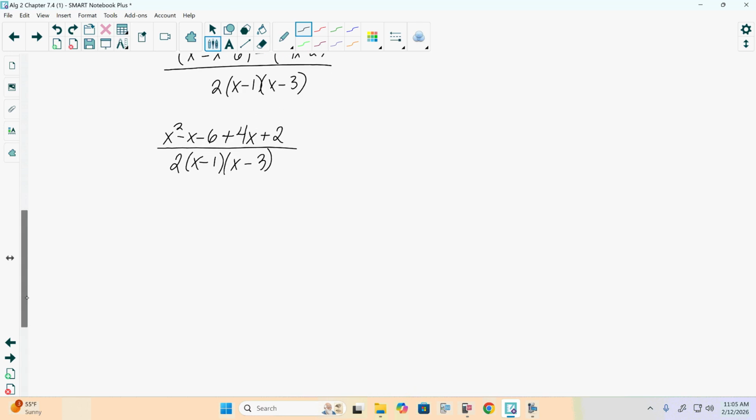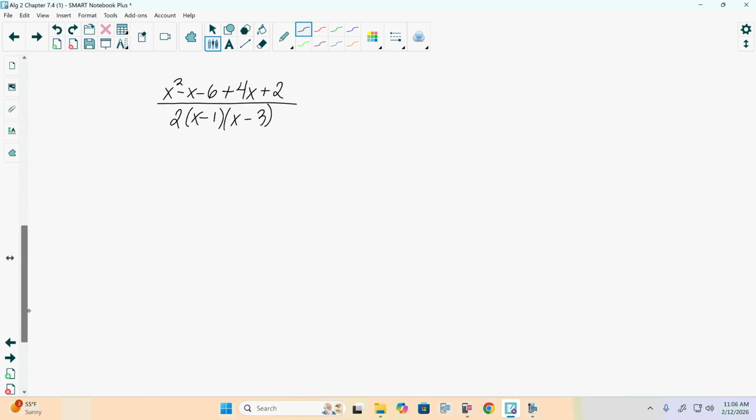Now, this is the first one we've actually come across that we can combine like terms. Because x squared does not have any like terms, but our negative x plus 4x, negative 1 plus 4, is positive 3x. Negative 6 plus 2 is negative 4. Questions on this here? Now we can say this is finished as long as x squared plus 3x minus 4 does not factor.